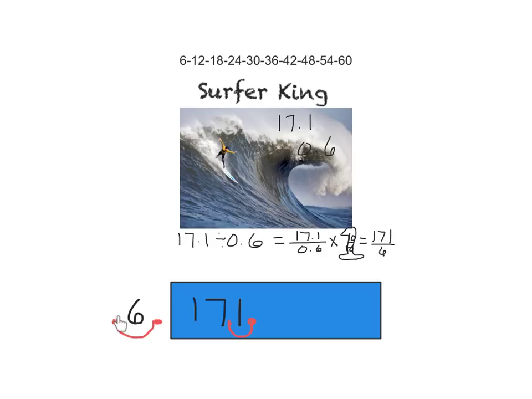And as you see, by doing these loopy-doops, I'm really multiplying by the giant 1 of 10 over 10. I'm moving this one space, moving this one space. This is really being multiplied by 10 to change it from 0.6 to 6. And this is being multiplied by 10 to change it from 17.1 to 171. And that's shown right here.